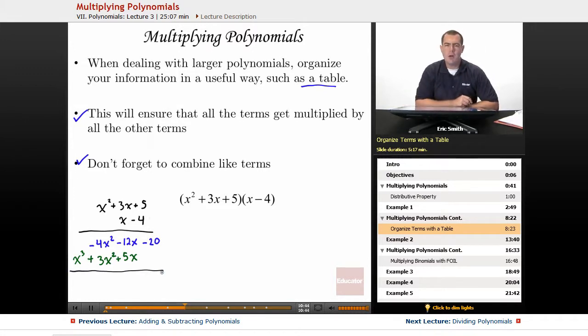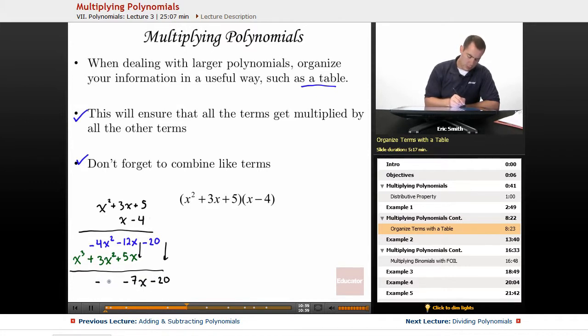So now that I have all of my terms, it's a matter of adding them up, and I'll do it column by column, and this will ensure that I get all of my like terms. So minus 20, minus 7x, minus 1x squared, and at the very beginning, x cubed. All right, so that is my resulting polynomial.